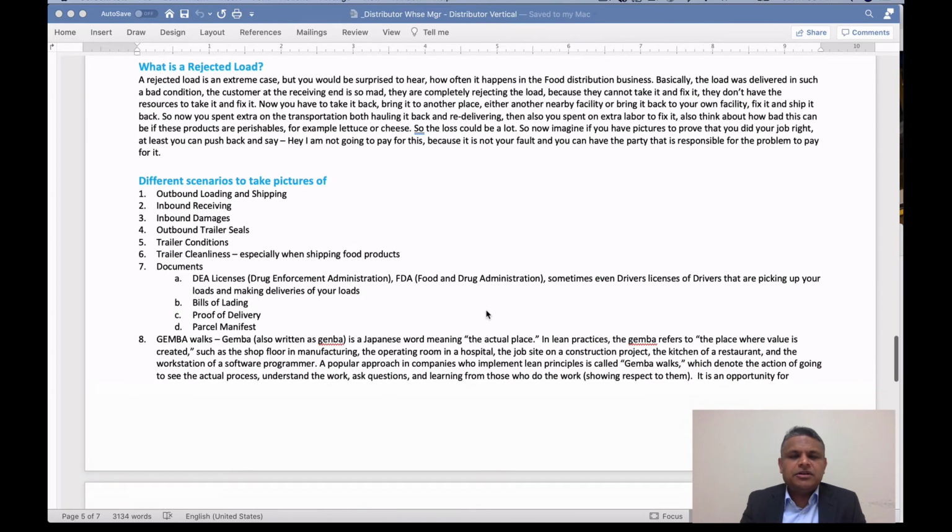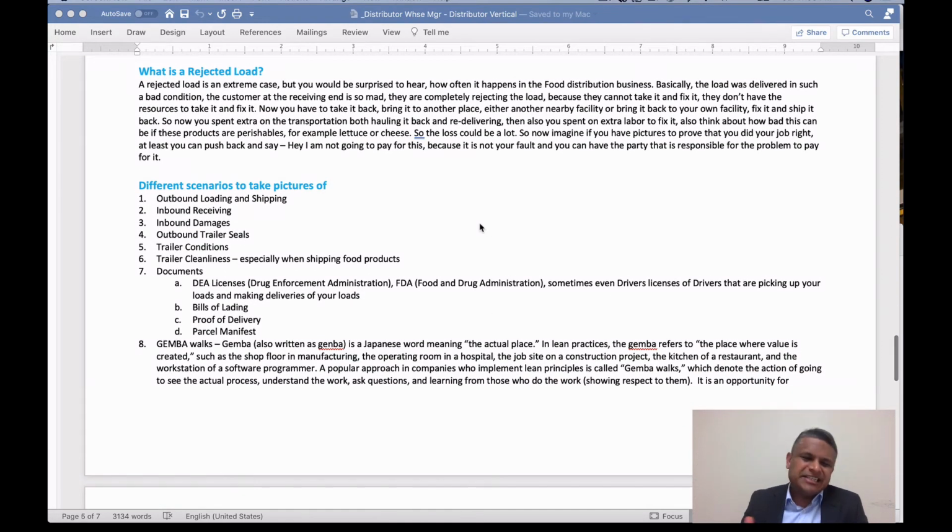Right? What is a rejected load? A rejected load is an extreme case, but it happens with food items. You'd be surprised how often it happens in the food distribution business. Basically, the load was delivered in such bad condition, right? The customer, the receiving end, just got so upset. They're completely rejecting the load because they cannot take it and fix it. They don't have the resources to take it and fix it.